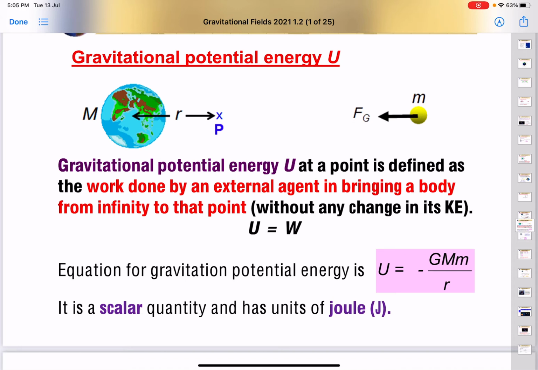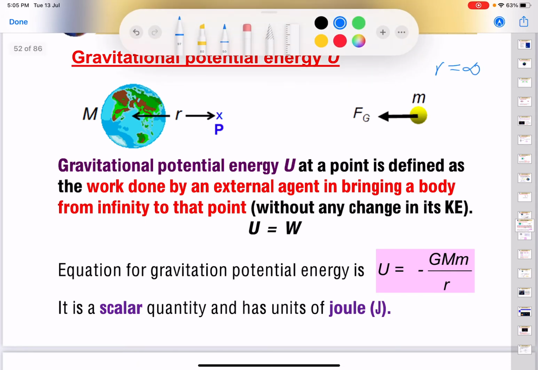To understand this statement, let us consider a mass m, this yellow mass, that is at a very big distance, far away from the center of the Earth. And we will represent this distance by r equals infinity because it's really far away from the center of the Earth. And we will set this point as the reference point where the potential energy is 0. Now what happens if you allow the yellow mass to move towards point P?